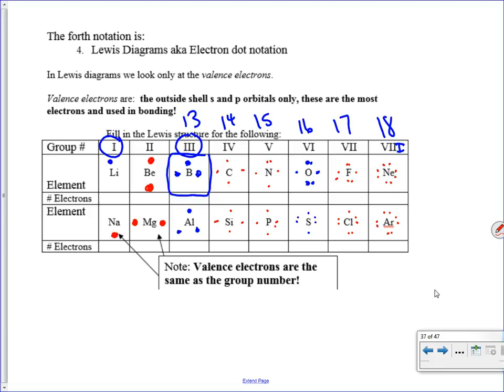If you have neon, not neon, sorry, helium only has 2 valence electrons. You could put one on either side. You could pair them together because they're really in one orbital together. That's probably the only time you can draw 2 electrons and put them together because they're paired together in that 1s orbital. Okay?